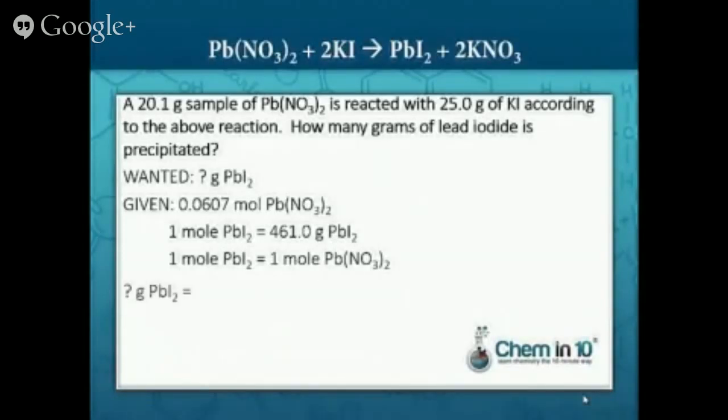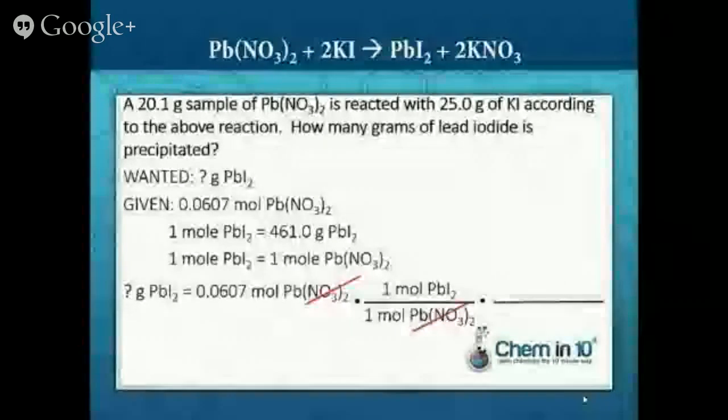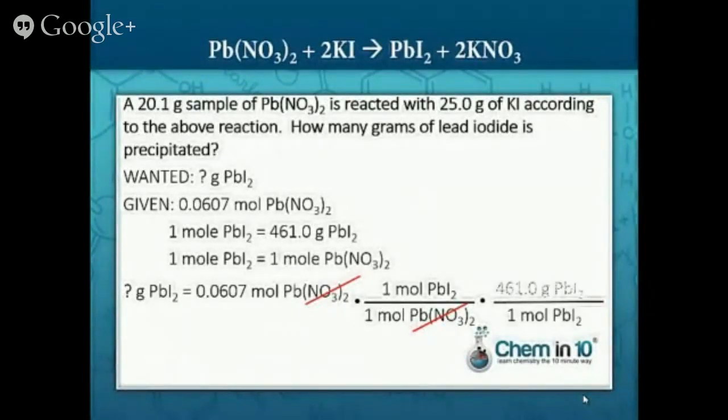Setting up our problem, question mark wanted. Question mark grams of lead-2 iodide is equal to 0.0607 moles of lead-2 nitrate, dot line. We know that 1 mole of lead-2 nitrate makes 1 mole of lead-2 iodide, so the moles of lead-2 nitrate cancel out. And we know that 1 mole of lead-2 iodide has a mass of 461.0 grams, so the moles of lead-2 iodide cancel out. We multiply all the numerators together and divide by the denominators, and we get 28.0 grams of lead-2 iodide.